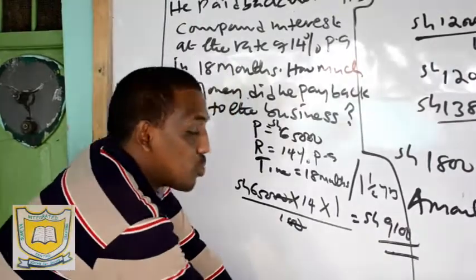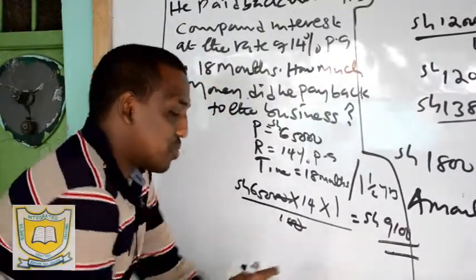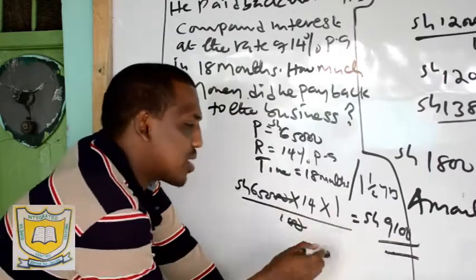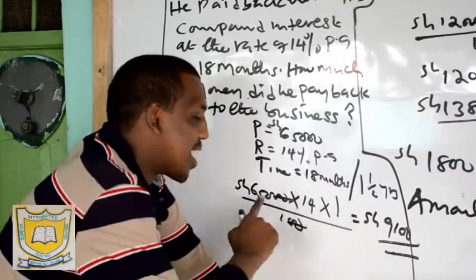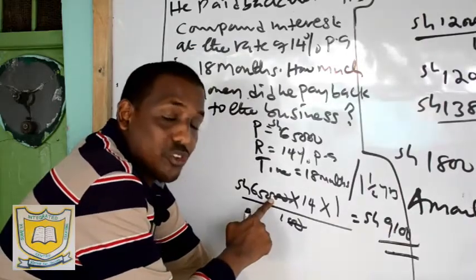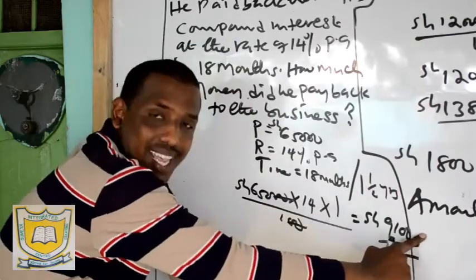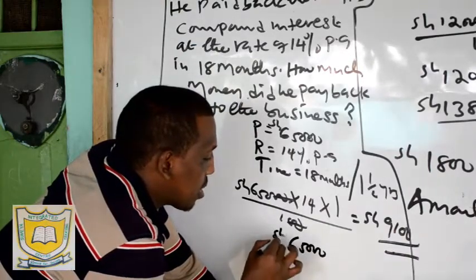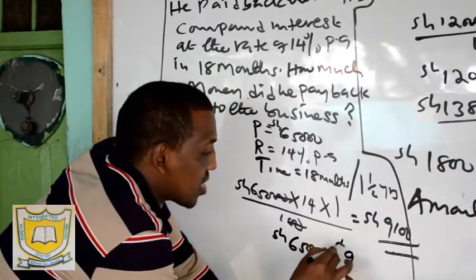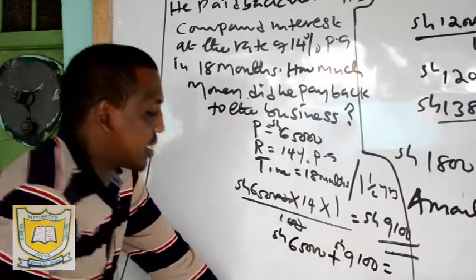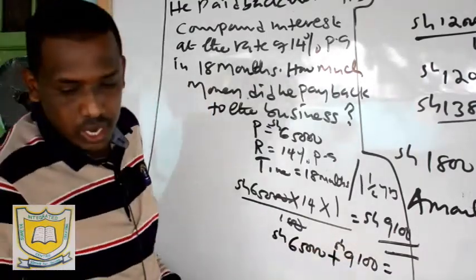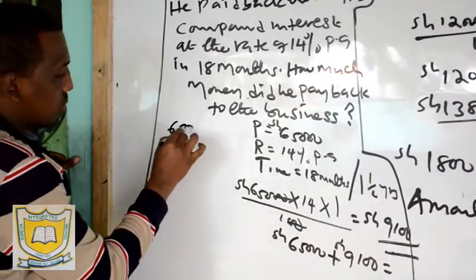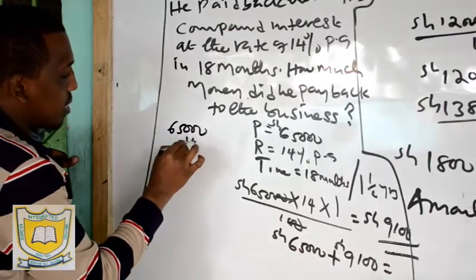Now we proceed to the second year. How do we get the principal of the second year? To get the principal of the second year, I said you add the principal that you used for the first year plus the first year interest. So we say 65,000 plus 9,100. Let us add now, 65,000 plus 9,100.